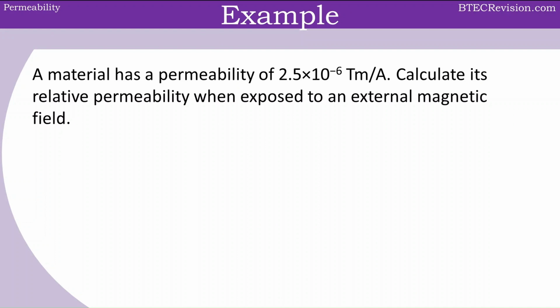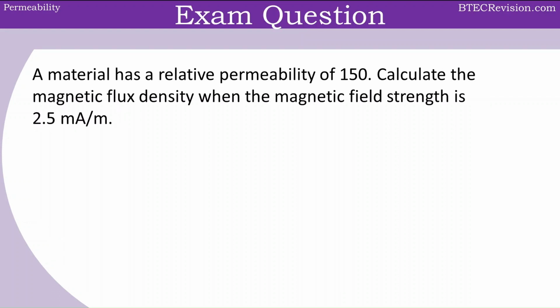Now, let's look at an example. A material has a permeability of 2.5 times 10 to the power of minus 6 Tesla meters per amp. Calculate its relative permeability when exposed to an external magnetic field. Now, pause the video here and attempt this exam question.